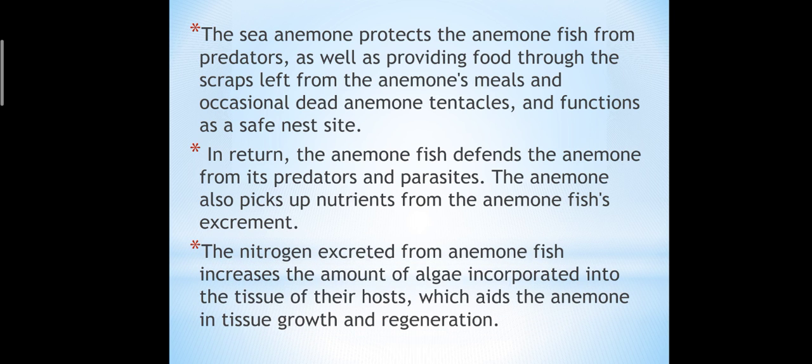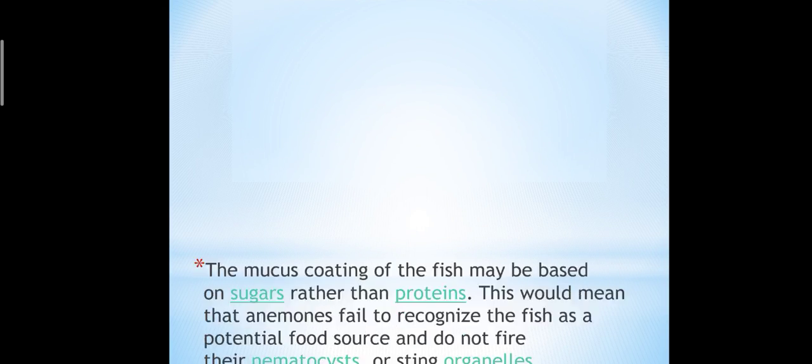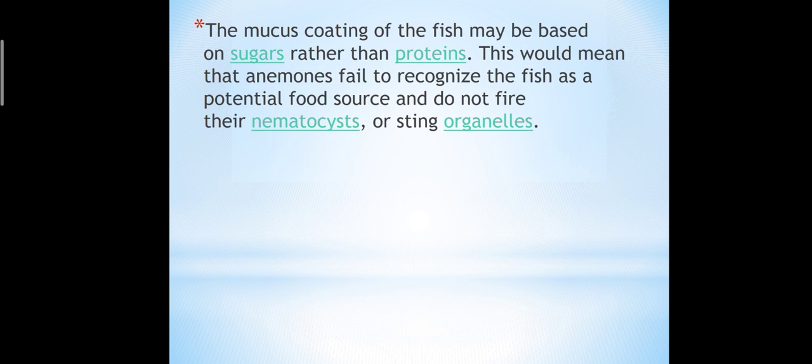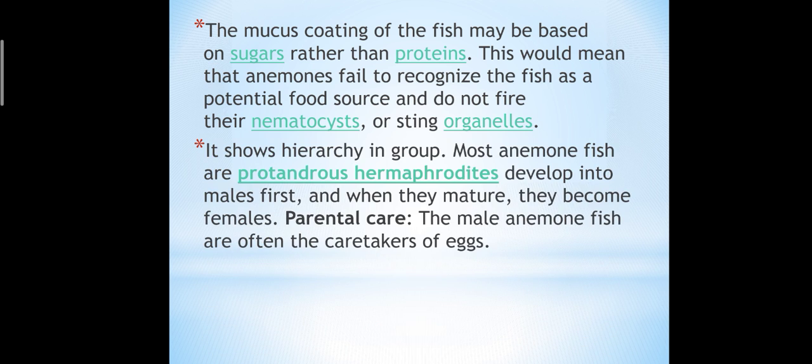The nitrogen excreted from the anemone fish increases the amount of algae incorporated into the tissues of their host, which aids the anemone in tissue growth and regeneration. The mucus coating of the fish may be based on sugars rather than proteins. This would mean that anemones fail to recognize the fish as a potential food source and do not fire their nematocysts or sting organelles. It shows hierarchy in a group.